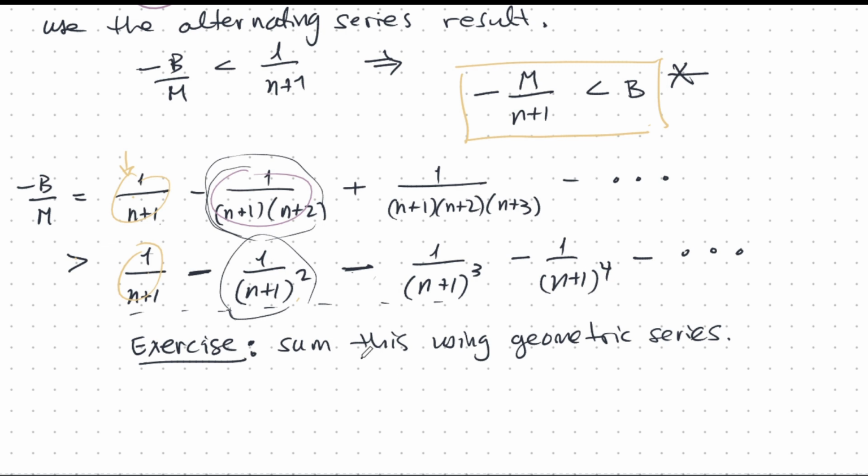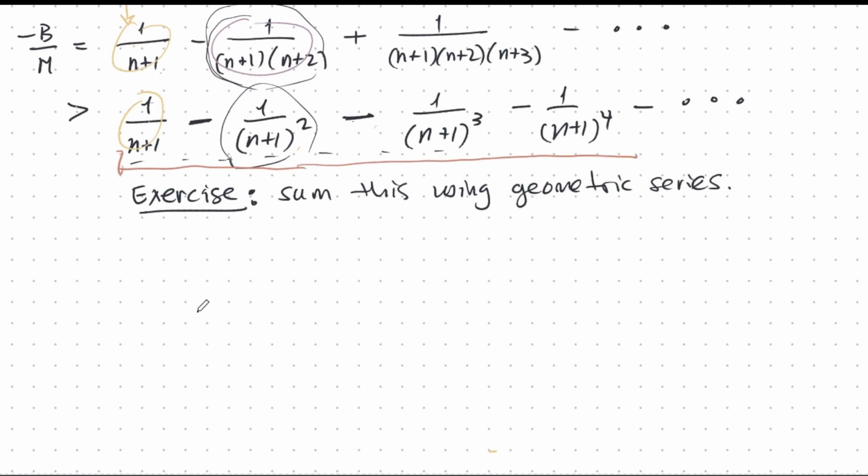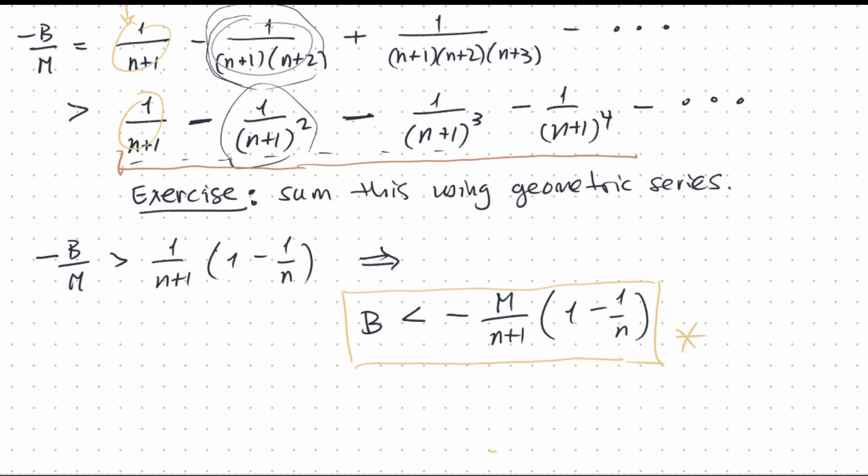So as an exercise, you can sum this new series that we've created that's smaller than minus b over m. So you can sum this and get an answer for this. I'll show you what that answer is, but you try doing it. It's very fun, actually. And if you do that, you get this. And from this, we can now get another inequality for B. There, we've got it. So we have enough information about B to complete Liouville's proof.